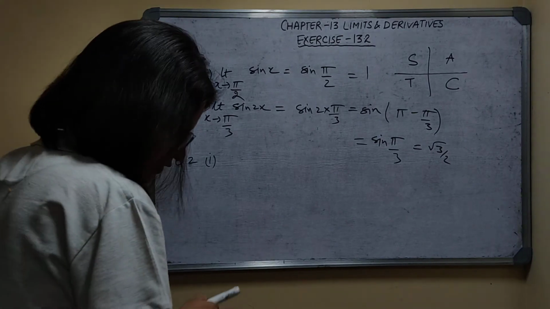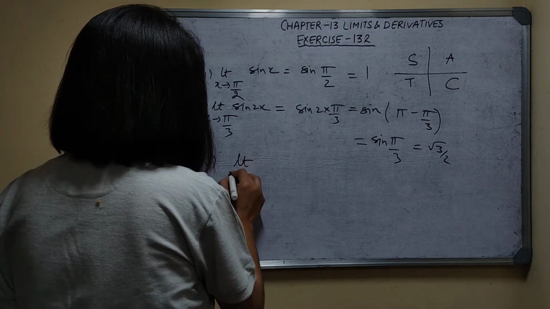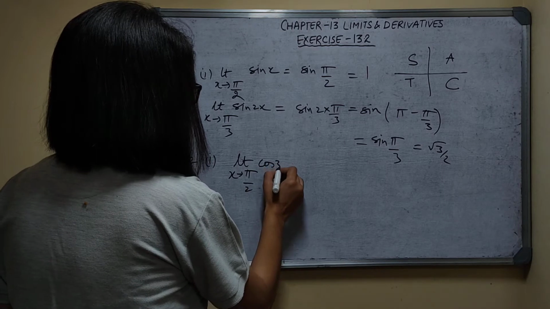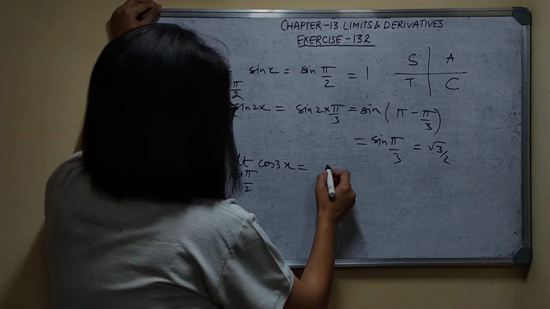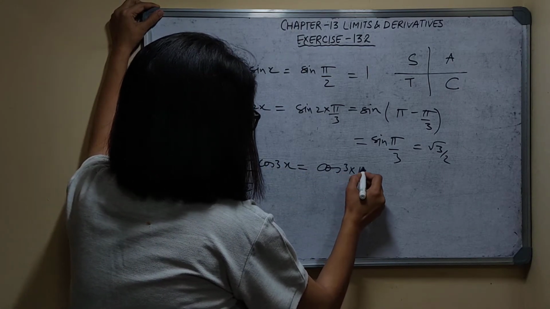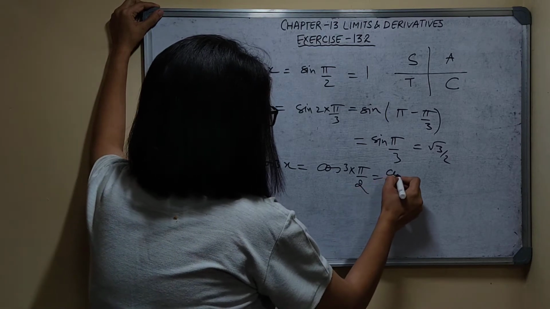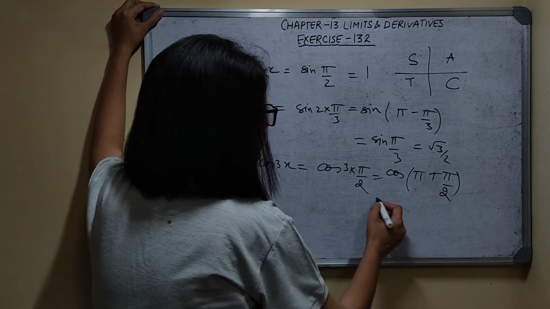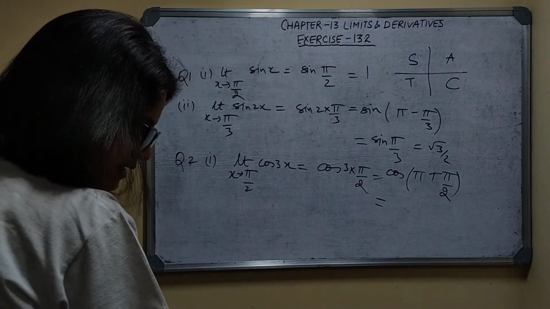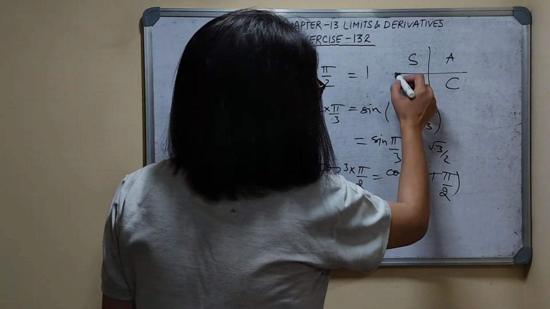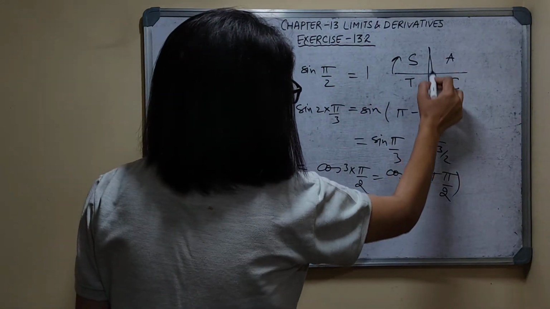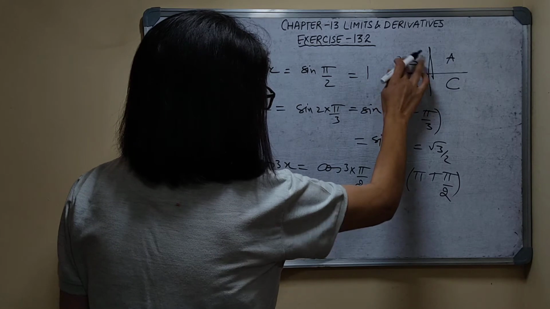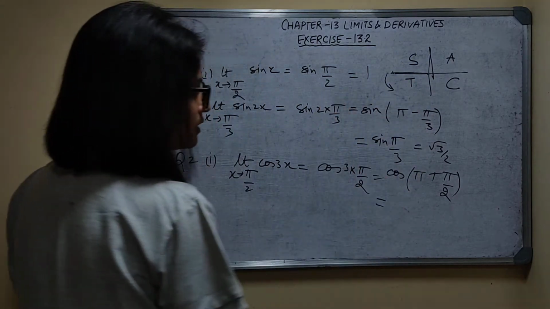Okay. Second, first part. Limit x tends to pi by 2 of cos 3x. So directly I can put the value cos 3 into pi by 2, cos 3 pi by 2. This I can write what? Cos pi plus pi by 2. So cos 180 plus theta. Cos 180 plus theta, sorry, 180 plus theta means in third quadrant.